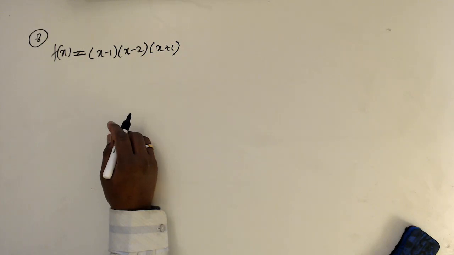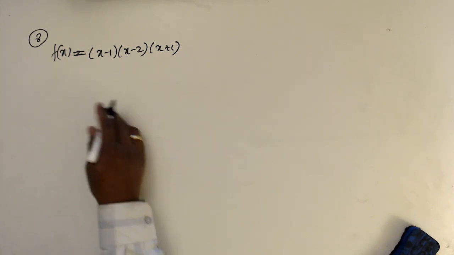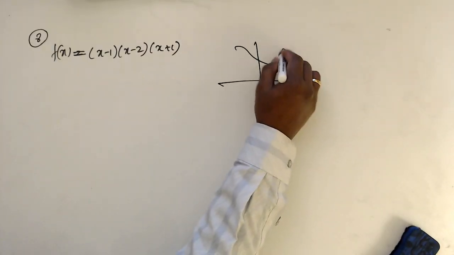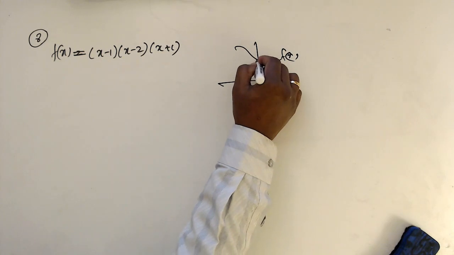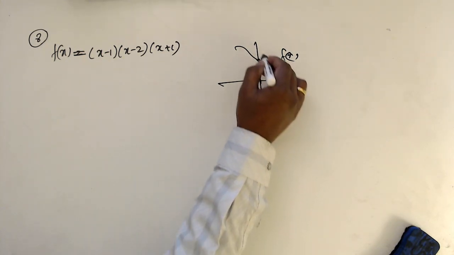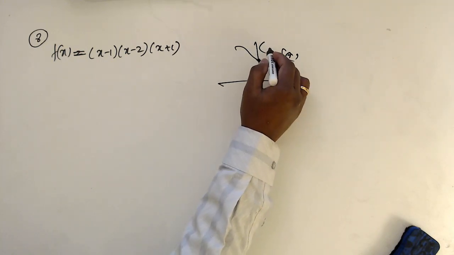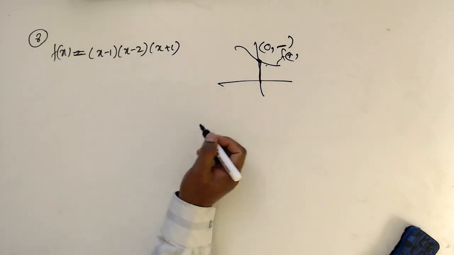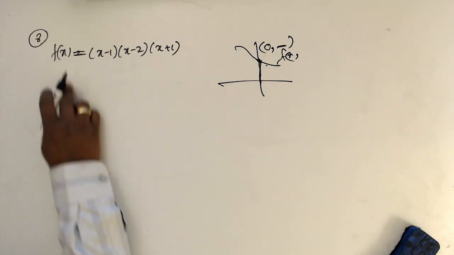Question number 8. Part A, we need to discuss this x-y axis. This graph, f(x), cuts the y-axis. We know that at this point, when the graph cuts the y-axis, the x value is 0, and I want to find the y value. So I'll substitute here.